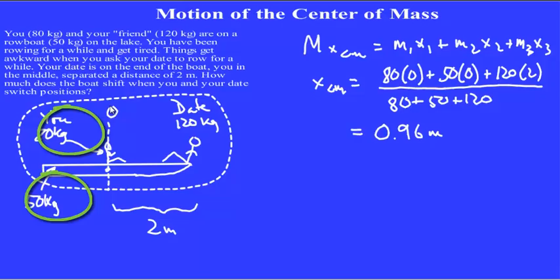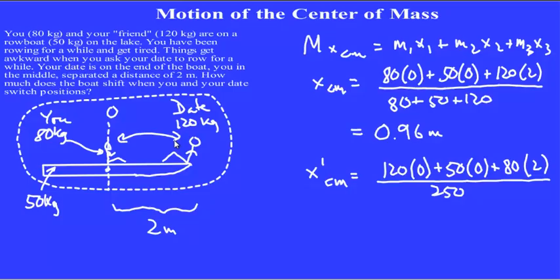All right, now we're going to switch. So all I'm going to do now is switch these two around, and then I'm going to do the exact same math again, except the positions of the masses has changed. So the center of mass is going to be in a little different place. You can see I can set it up. I've called this the new center of mass in the new position. Now the date and the boat are at the origin, which is the center, and you're 2 meters away. When we do this, we get 0.64 meters.